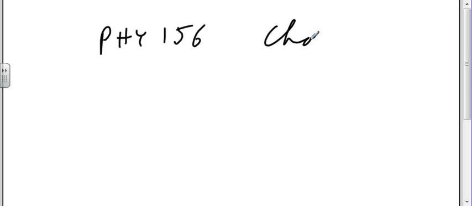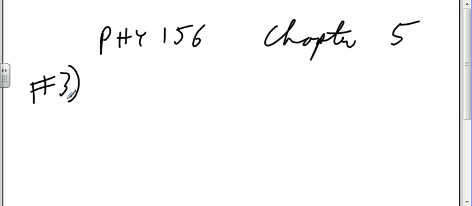We are doing PHY Physics 156, General Physics 1, Chapter 5 problems, and we're starting with number 3. The horizontal force of 310 newtons is exerted against a ball as it rotates at arm's length uniformly in a horizontal circle of radius 0.9 meters. Calculate the speed of the ball.